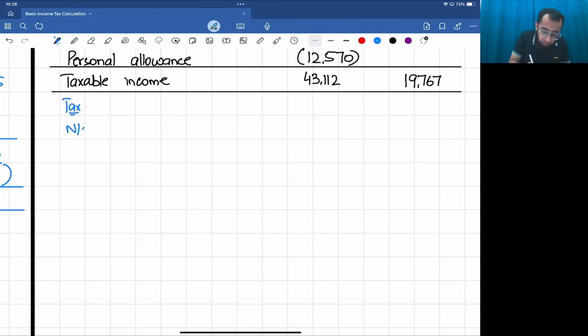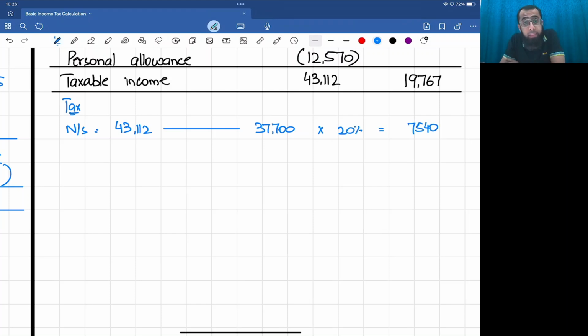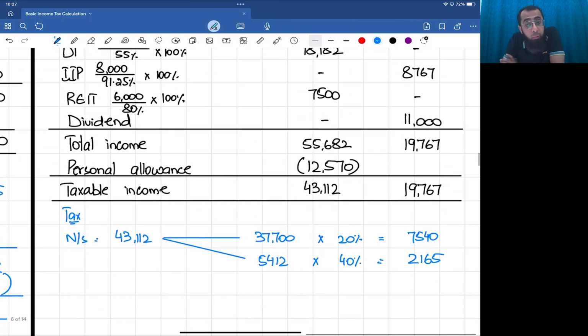Now your non-saving income is 43,112. On the first 37,700, you charge 20%, which gives you 7,540. Done. And the remaining non-saving income goes in the higher rate band. Once the basic rate band is over, you charge 40%. So that gives 2,165. So for non-saving income, the first 37,700 goes in the basic rate band, and the remaining goes at the higher rate band.